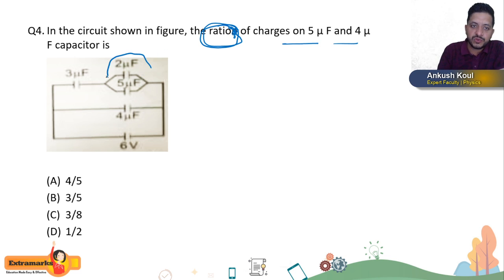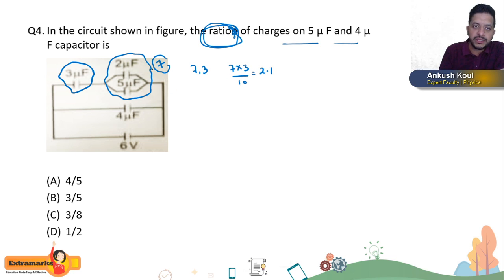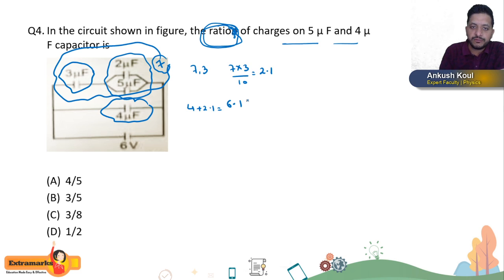Let us start. These two and 5 are in parallel, so their equivalent will be 7. This 7 is in series with 3, so equivalent of 7 and 3 will be product by sum. So this is 2.1, and then this entire is 2.1, and 2.1 comes in parallel with 4, so again sum. So your total is 4 plus 2.1, which is 6.1. So your C equivalent for this circuit is how much beta? 6.1 microfarad. And now you have to find ratio of charges on 5 and 4.